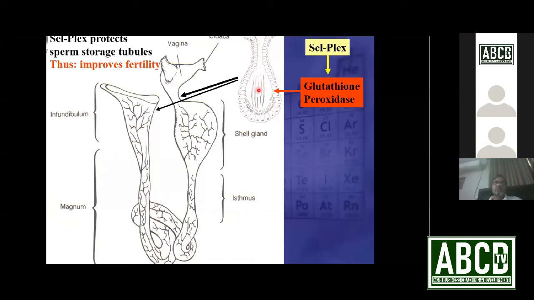So in this case, the bird can release these sperms slowly, so that as soon as ovulation happens, in around 30 minutes, all this fertilization is going to take place. If you have sperm cells, they're going to be here waiting for the yolk. Having sperm cells here, and the yolk coming down, probably one fertilization is going to happen. So the role of Cellplex in this case would be to protect sperm storage tubules. Thus, with this, you have improved fertility.